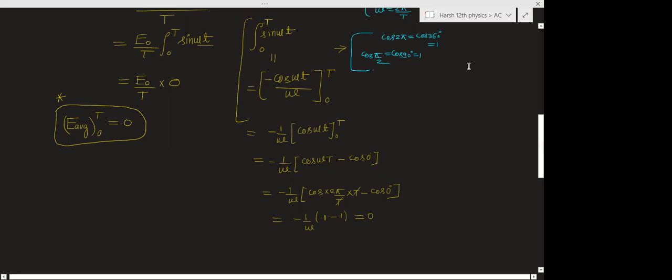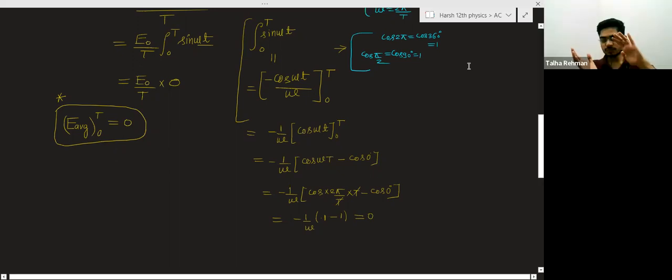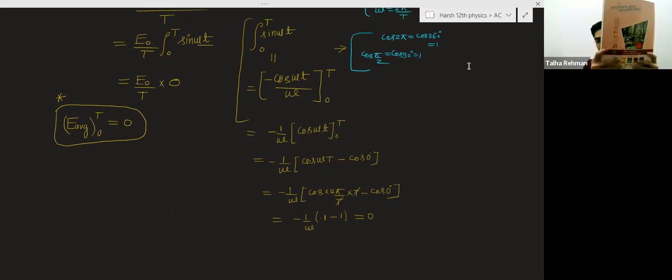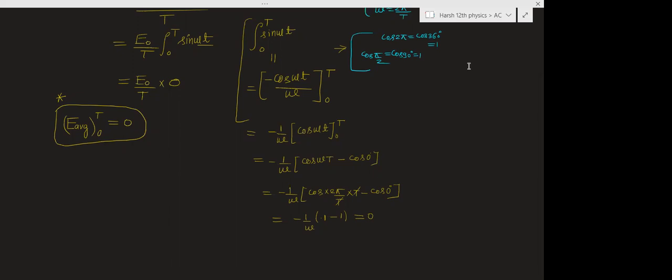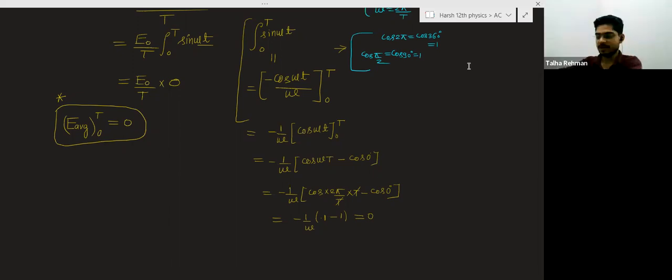What is the meaning of the half cycle? When the coil is rotated through 180 degrees, like halfway through. Yes, sir, half cycle.